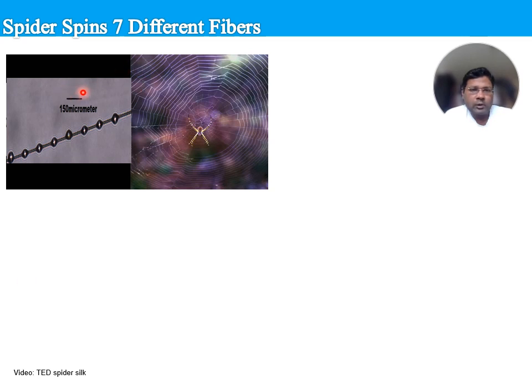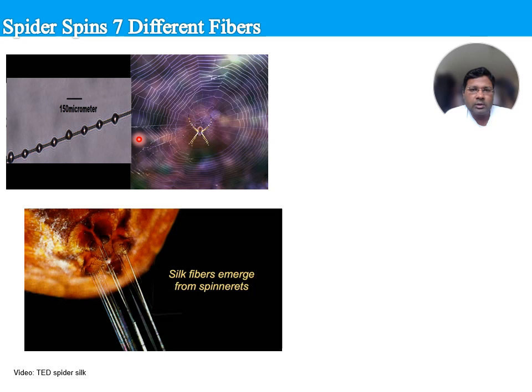Here you can see an optical microscope image of capture silk with glue drops. The garden spider can produce seven types of silk. How can an individual spider make so many kinds of silk? To answer that, we have to look at the spinneret region of the spider. So you can see multiple silk threads coming out of the spinneret of the spider.